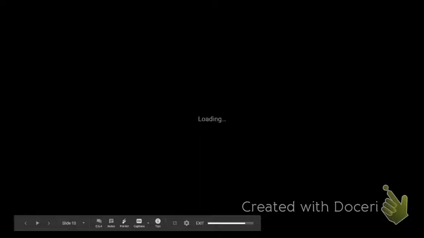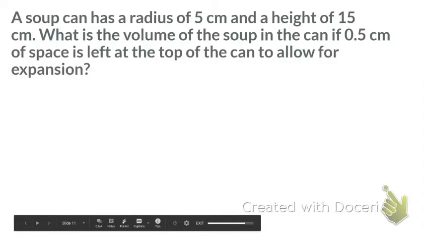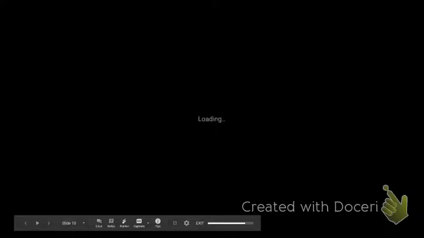For some reason, these aren't loading. This one page is not loading. Slide 10. Well, I'll try to come back to that.